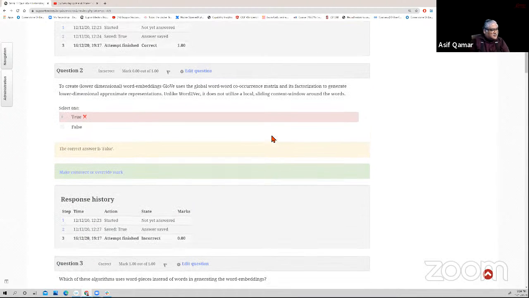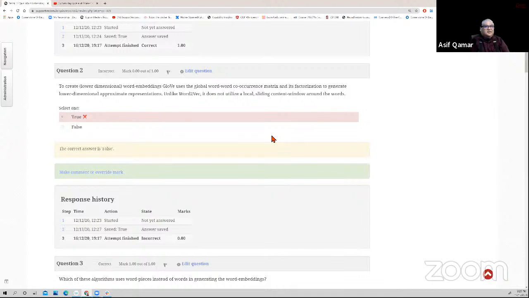Second question was, to create lower dimensional word embeddings, GloVe, global vector, this is one of the algorithms of word embedding we covered, uses the global word co-occurrence matrix and its factorization to generate lower dimensional approximate representation. Unlike word2vec, it does not utilize a local sliding context window around the words. So obviously, the way I worded it deceptively, I was sort of tempting you to fall for true, and most of you did. Actually, that's not true.